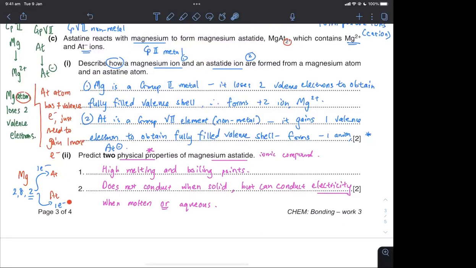Dot and cross, make sure you have the difference between the 2. I think it was Shaira who didn't really do the dot and cross properly. Okay. Ultimately, what is the objective?